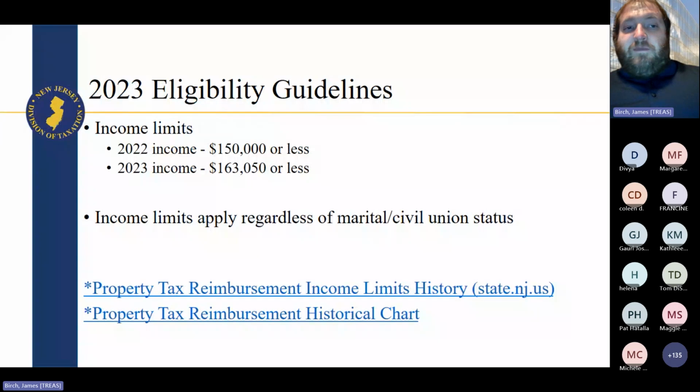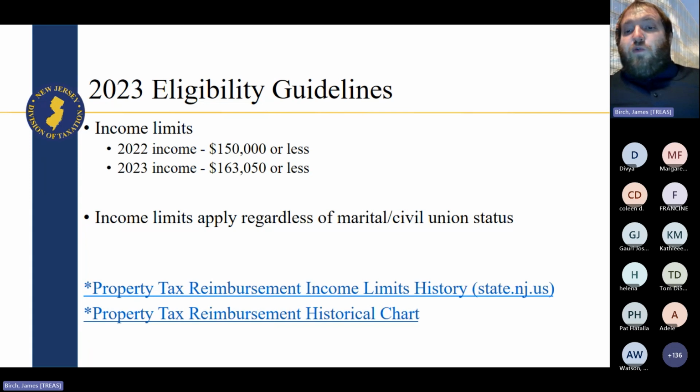Some more eligibility guidelines are the income limits. As I previously mentioned, they have been increased greatly. For 2022, it's gone up to $150,000 or less. And for 2023, it's a maximum of $163,050. So like I said, many more people than ever before are going to be able to qualify for the PTR. This income limit also is applied regardless of whether they are married or not.